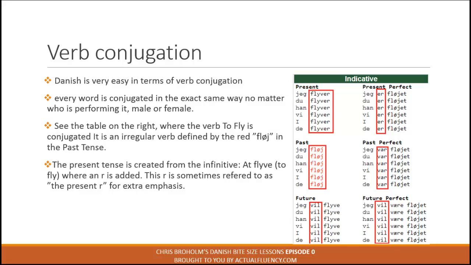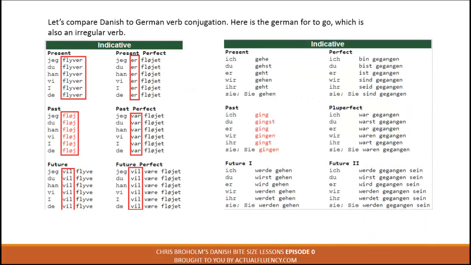And as you can see, if you want to use the future tense, then you still use the infinitive form. Jeg vil flyve means I will fly. And you can see that it's very similar to English as well. Of course, it's not as similar to German, which we'll see in a second.